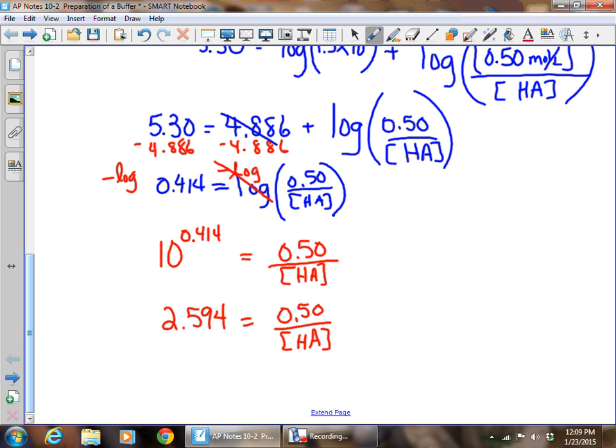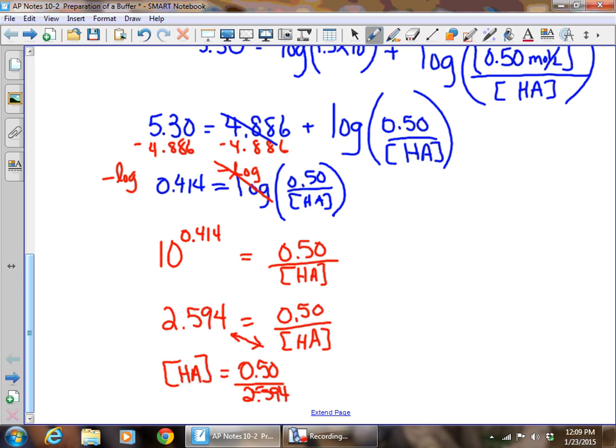And solving for this, remember, we're going to flip places with this. Please be careful because people are constantly solving this wrong. They'll say that HA is equal to 2.594 over 0.5. It's exactly the opposite. Flip-flop these two for a shortcut. I know math teachers hate it when I do that, but HA is going to be equal to 0.50 over 2.594.